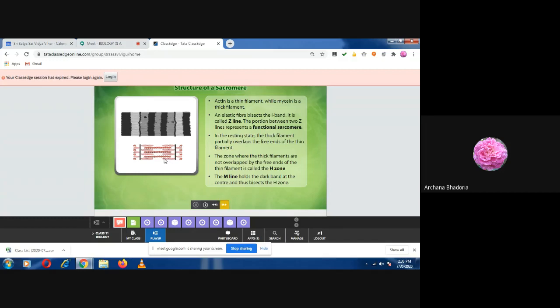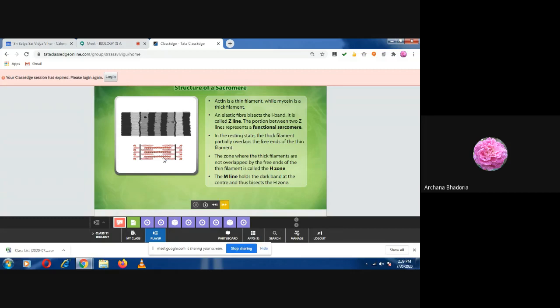This much is clear to you? I am repeating. Each myofibril consists of alternate light and dark bands. The light band is known as the I band or isotropic band. It is made up of actin protein. The actin protein in the center has a dark line known as the Z line. The portion between two Z lines, we call the functional sarcomere.